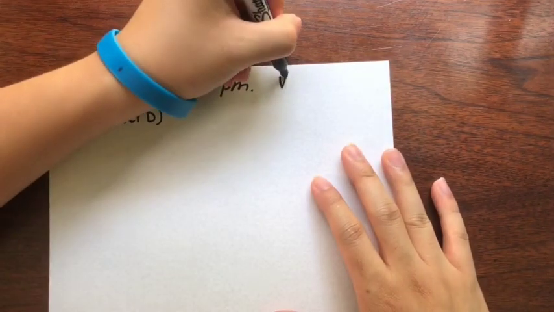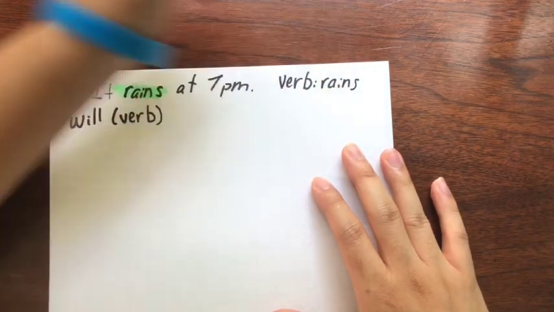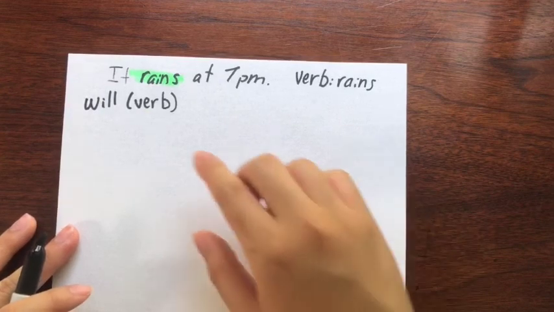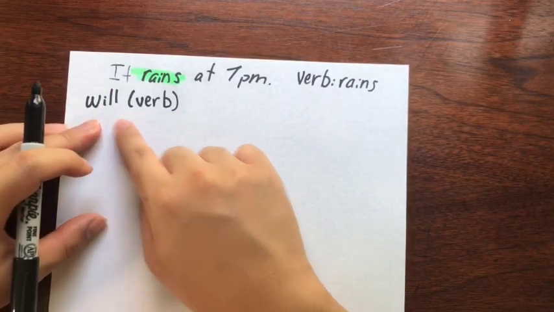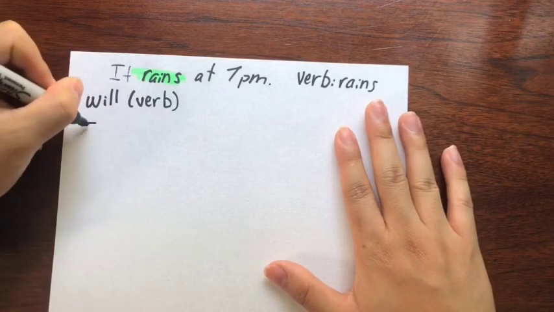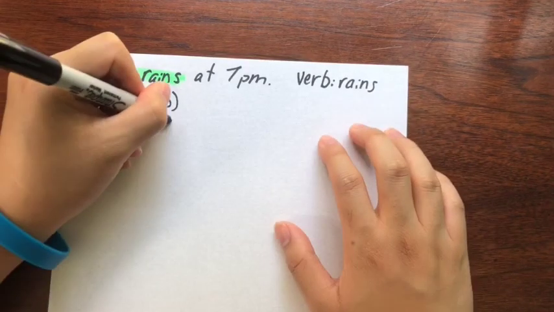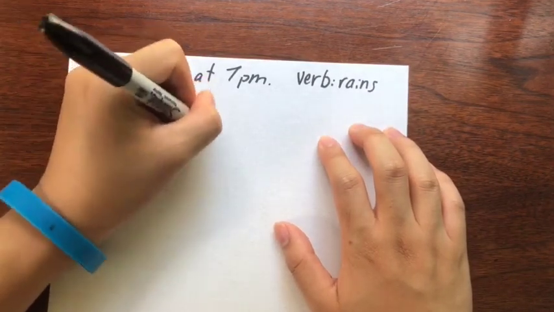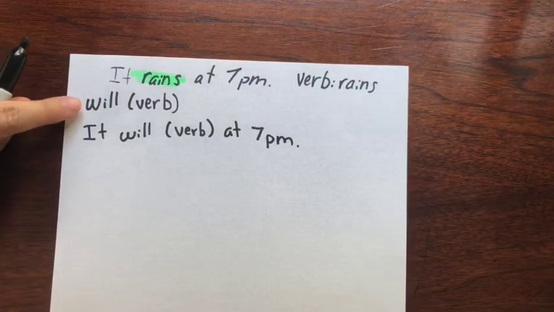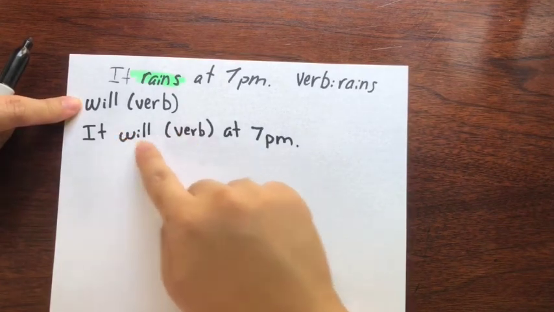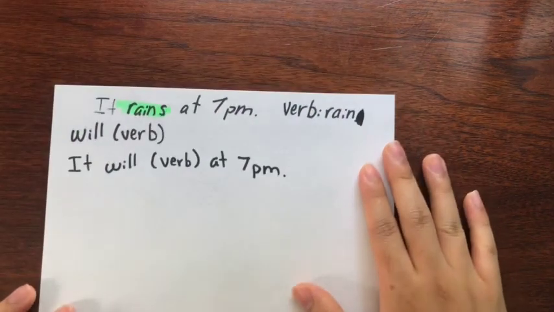So the verb in the sentence, or the action word, is rains. Okay, so when we use will, we usually write will before the verb. So we say it will verb at 7 p.m. When we use will verb, all we do is we write will before the verb. There's no S here, okay?